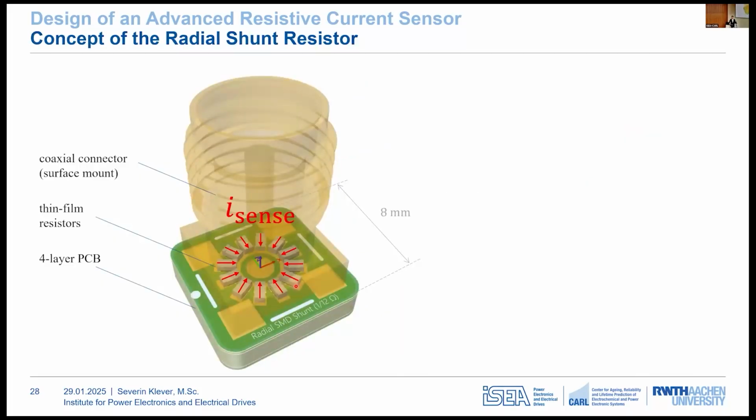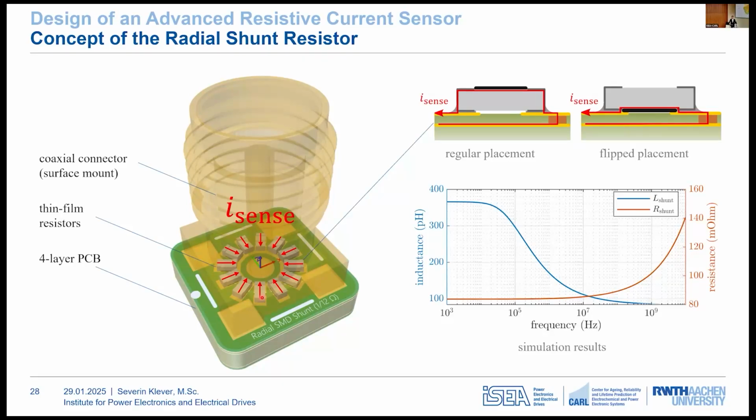The design of the Radial shunt is based on several discrete thin film resistors arranged in a circular pattern, which creates a radial current flow from the outside towards the center. And this layout is key to a very good performance. Additionally, the resistors are placed directly beneath a coaxial connector, which acts as a shielding and ensures that there's no coupling when tapping the voltage. The entire setup is mounted on a multilayer PCB to provide a very short return path for the current, which keeps the inductance of the whole structure low.